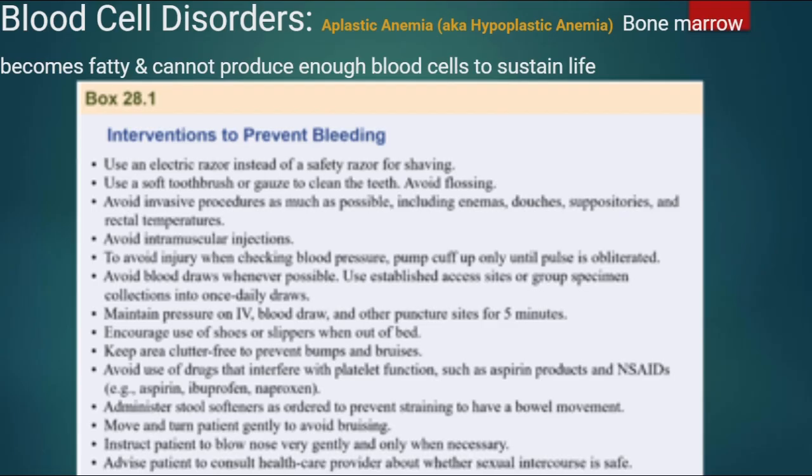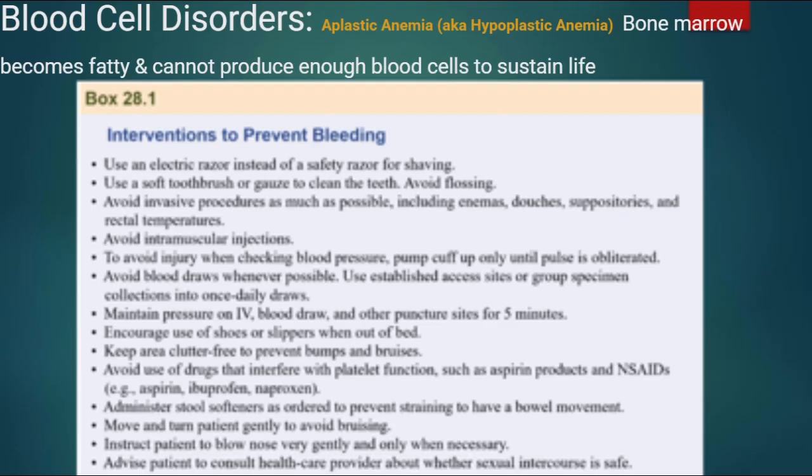For example, when taking a blood pressure, the cuff should only be inflated until the pulse disappears to prevent bruising. Blood draws should be minimized by using existing access sites and grouping lab work together. If a draw or IV is done, firm pressure should be held for at least 5 minutes to prevent bleeding. Patients should wear shoes or slippers to prevent injury, and clutter should be cleared from their environment to avoid bumps and falls. We also avoid medications that interfere with platelets like aspirin or NSAIDs.